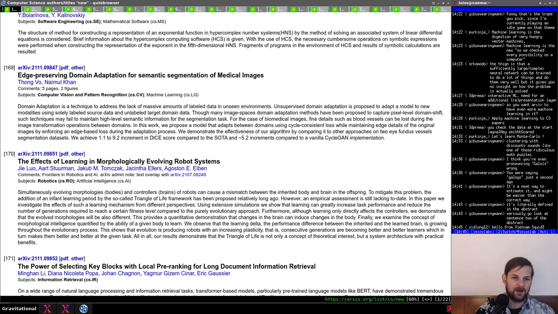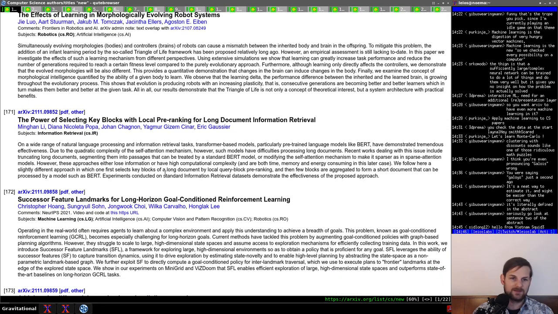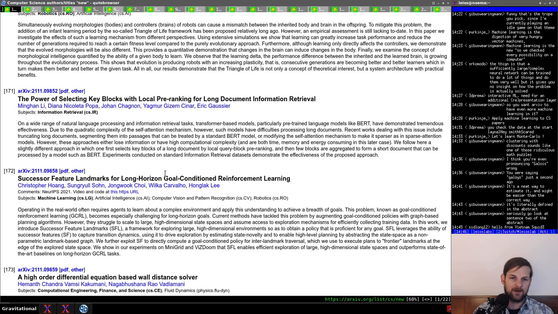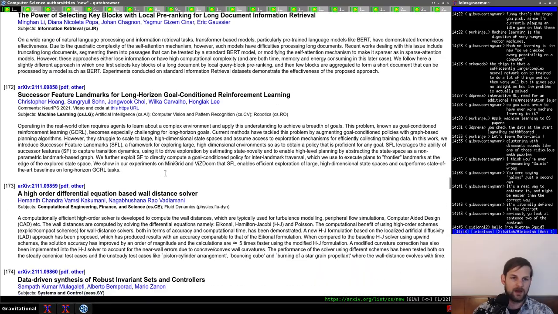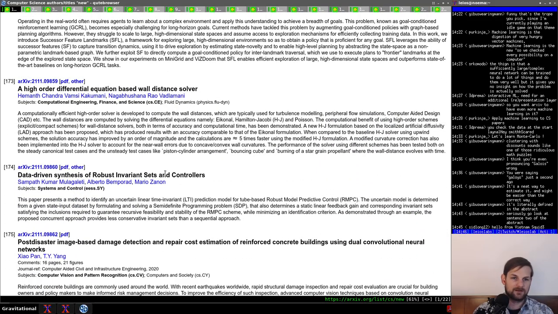Okay, let's keep going. The effects of learning in morphology, of morphologically evolving robot systems, the power of selecting key blocks with local pre-ranking for long documentation information retrieval, computational engineering, finance, and science, higher order differential equation based wall distance solver. Wall distance solver, a computationally efficient high order solver, is developed to compute the wall distances, which are typically used for turbulence modeling, peripheral flow simulations, computer-aided design. This could actually be quite cool, depending on how it's done.